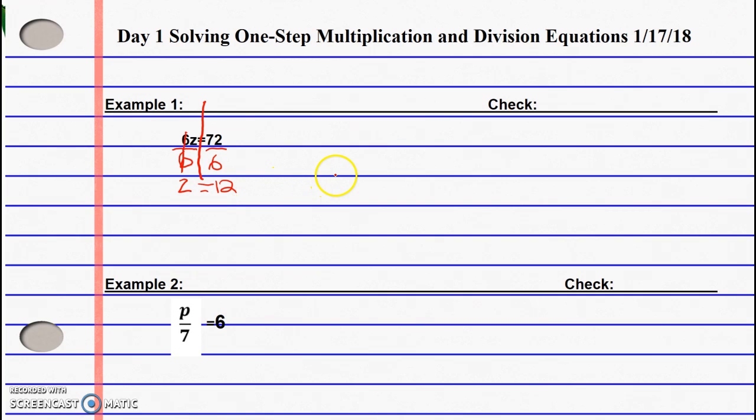Now we go back and we plug that in. 6 times 12, you get 72. 72 equals 72, so that works.